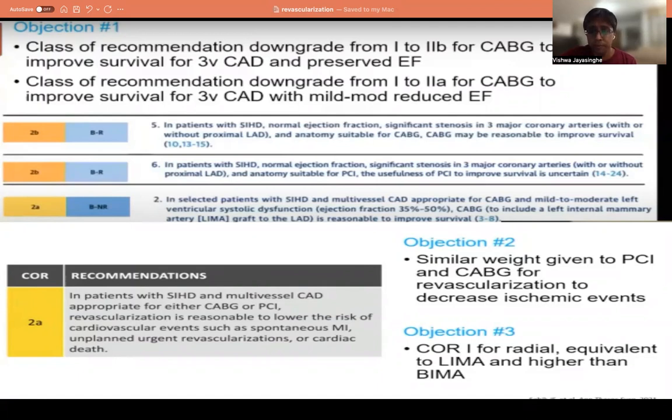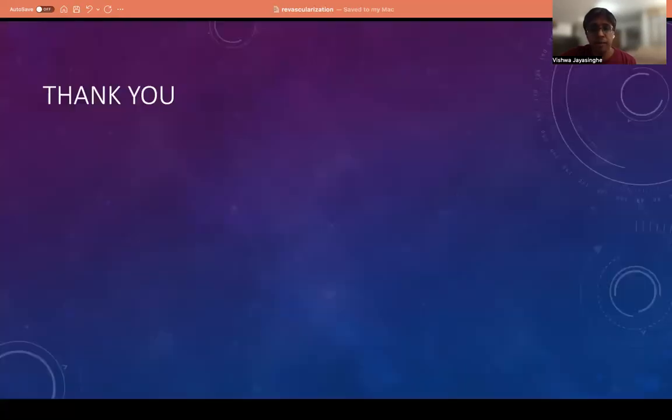And also, the other objection is that similar weight is given to PCI and CABG for revascularization to decrease ischemic events. They are saying that CABG is better than PCI. And also, there are equal preferences given for LIMA and the other grafts. So that's another objection that they have. So all in all, it's a controversial guideline. It's open to discussion now. Thank you very much.